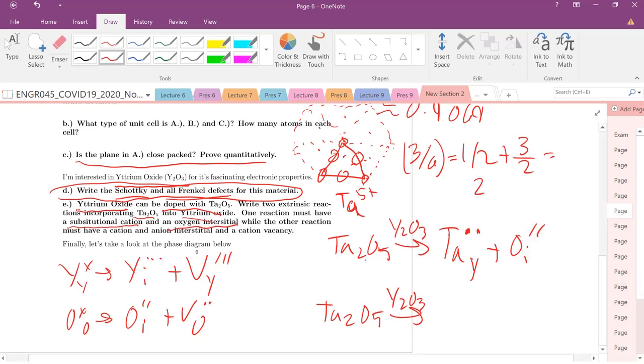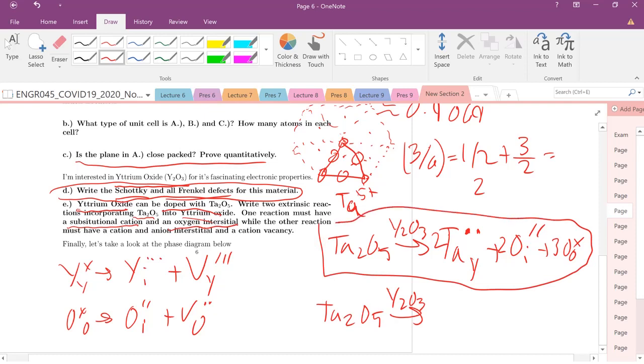So Ta, except I need 2 of these for mass balance. So I'm mass balancing across the arrows. 2 oxygens, so I need to have 3 more oxygens. Charge balance, mass balance here. Let's look at the bottom. 2 yttrium, oxygens, no oxygens here, 3 oxygens, we're good to go. So we've answered the first one right there.